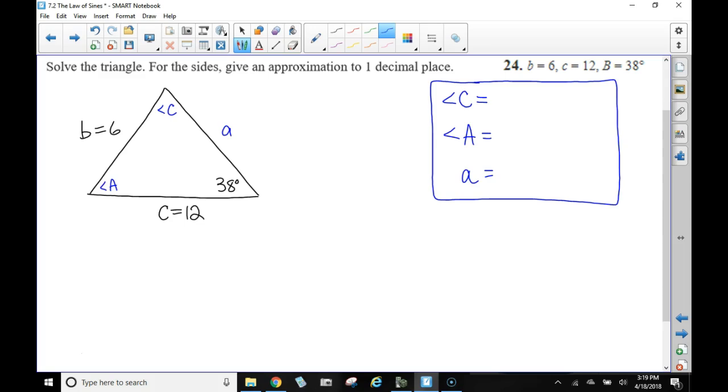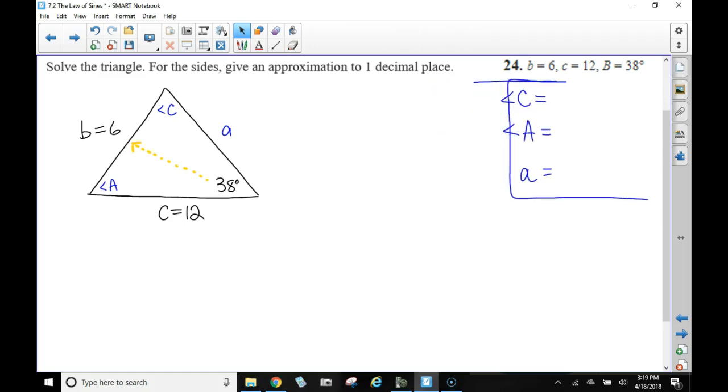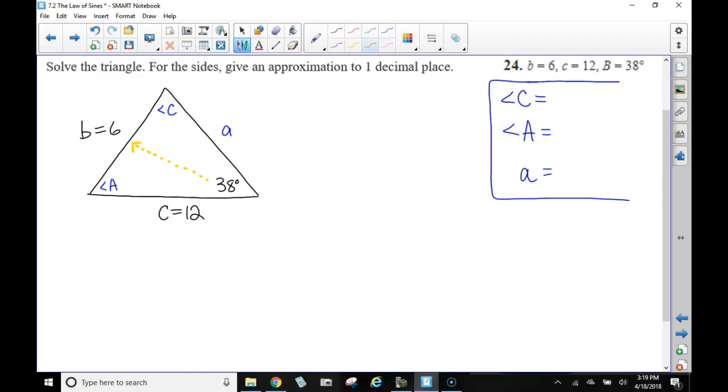All right. So we've got a pair of givens here, so we can use our law of sines. This is way too big. Move that over. It's crowding me. Angle C, angle A, side A. Scooch over, answer box. Okay, now we have that moved out of the way.